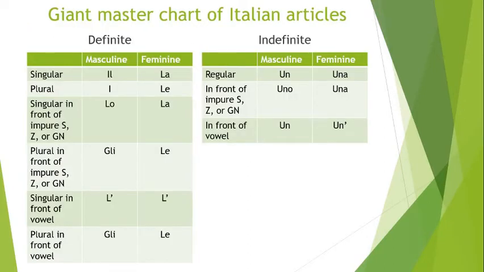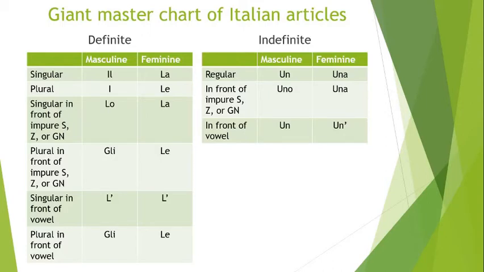So here's your giant master chart of Italian articles. Are you ready for this? This is a lot to memorize, but luckily you don't really have to mechanically memorize like, oh, there's impure s, then in that case, let's see, it's a definite masculine article and then it's in the singular, and so, you know what I mean? You don't have to go through that whole process every time mechanically. All you have to do is look at some examples. Instead of learning this by doing it at first, learn this at first by reading.